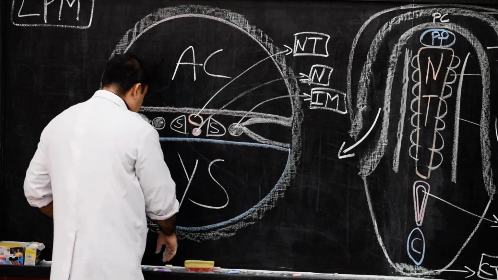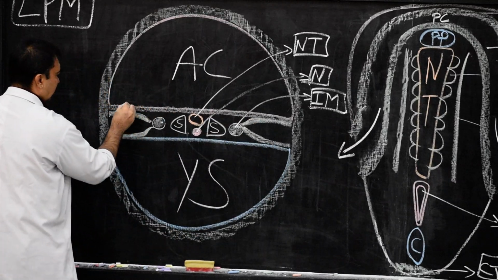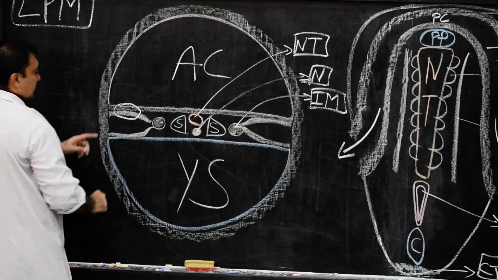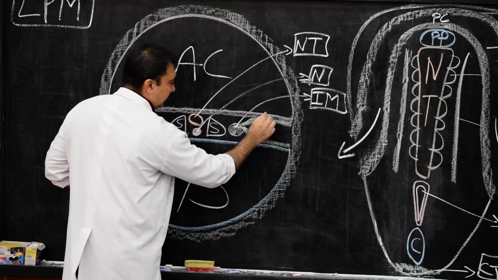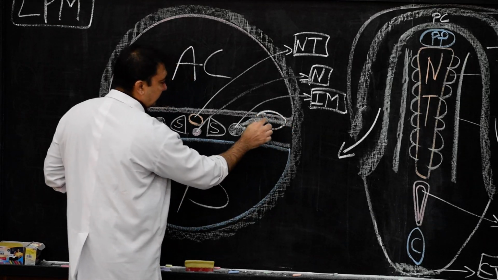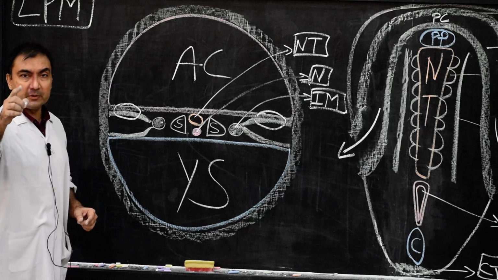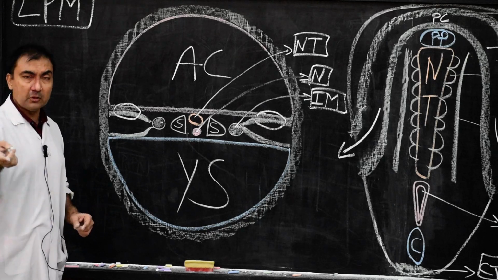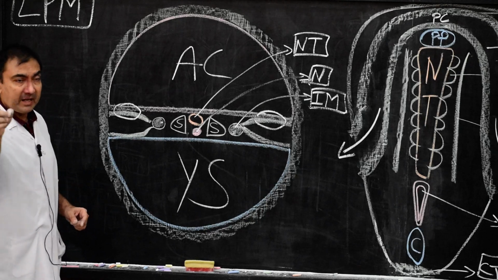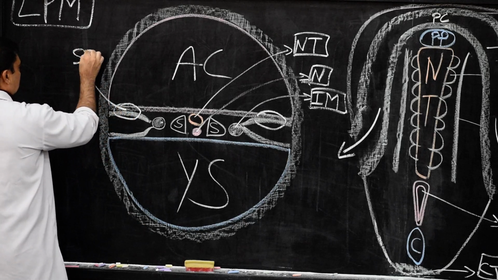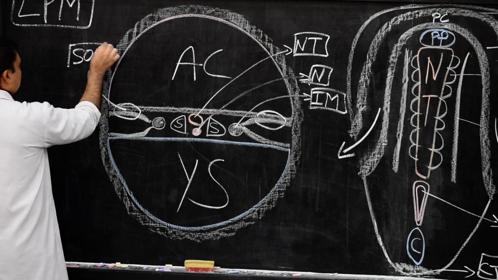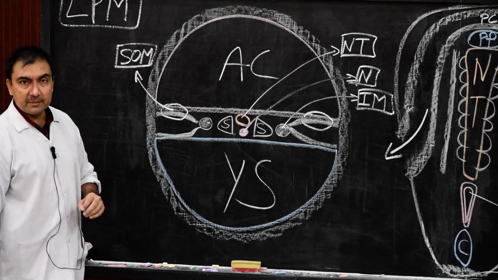The upper layer, which is present just beneath the ectoderm, is known as the somatopleuric layer of intraembryonic mesoderm, or simply it is called somatopleure. So here I am going to write this layer as somatopleure, or somatopleuric layer of intraembryonic mesoderm.